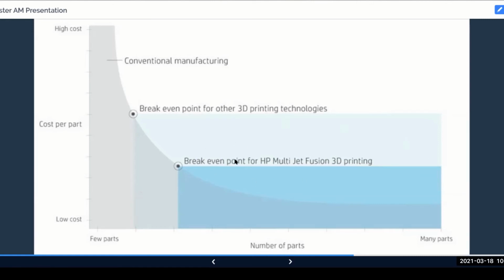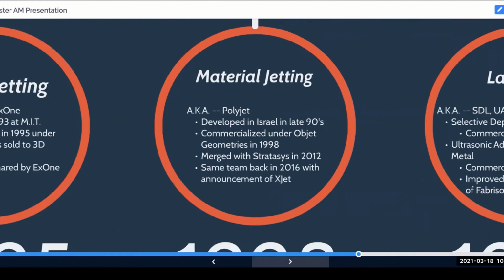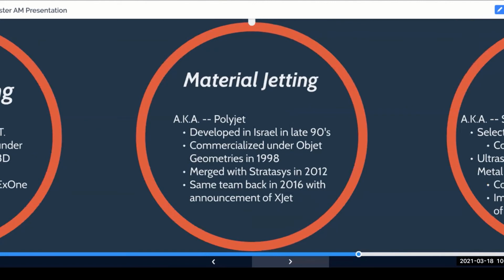What HP does to this is it moves that out to about 100,000 parts. So now if I'm making 100,000 parts or less, it's going to be cheaper to 3D print them with HP's technology. So it's exciting. It's changing the world of manufacturing in general.